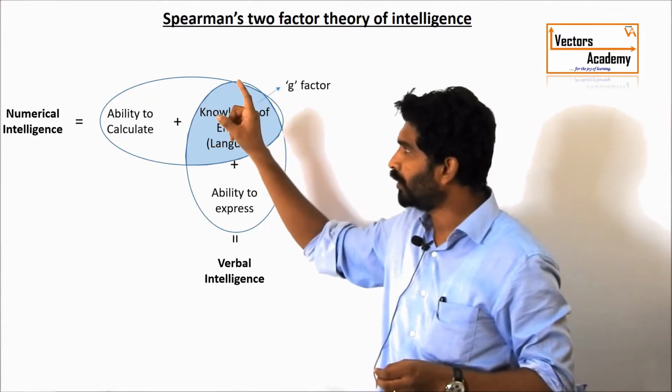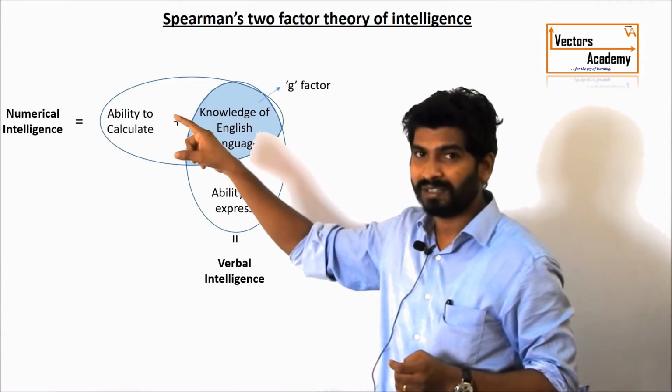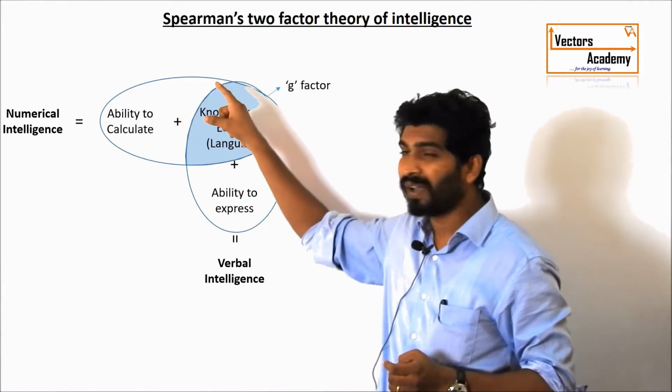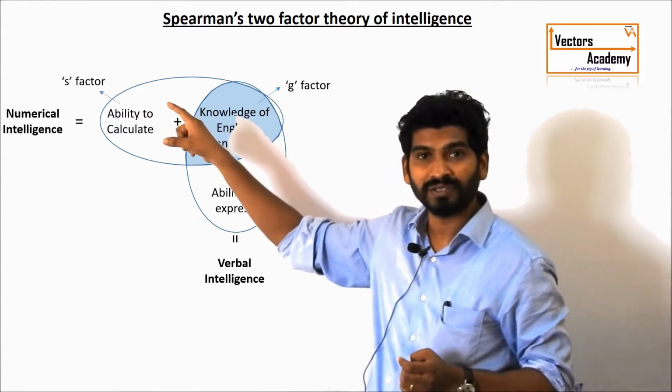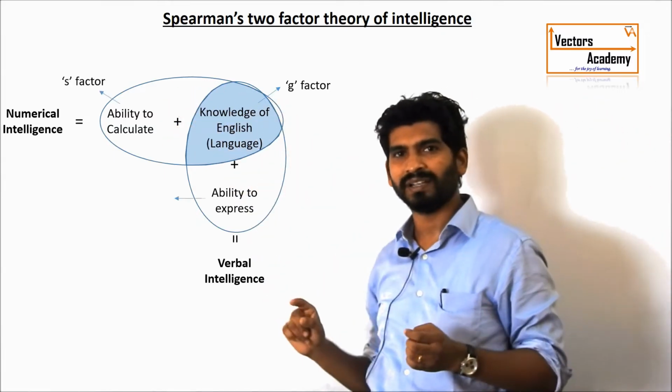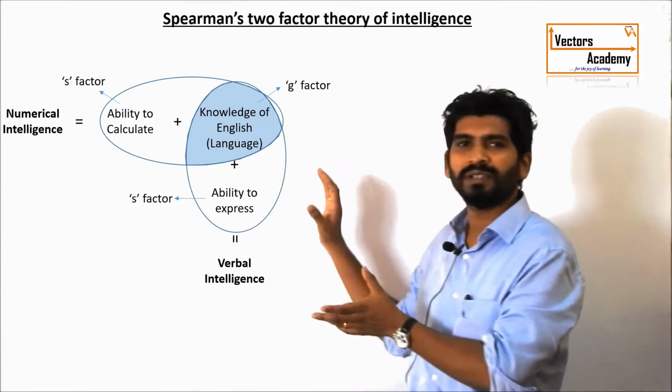So a person to be good in numerical ability requires a G factor, good in English, and requires a specific factor, good at calculations. So he will score higher in the numerical ability. So this is what the theory proposed.